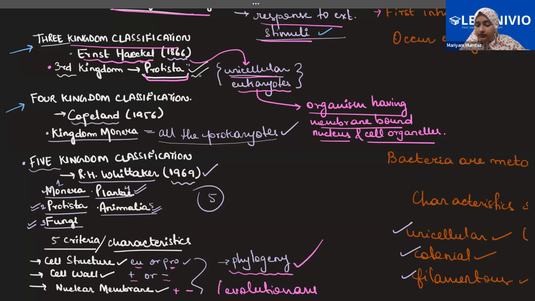What is the difference between prokaryotes and eukaryotes? Prokaryotes are single-celled organisms. Okay. But the main difference is not about the number of cells. What is the main difference between prokaryotes and eukaryotes?